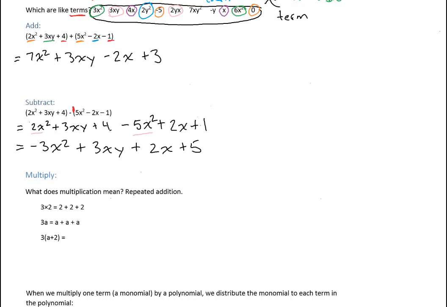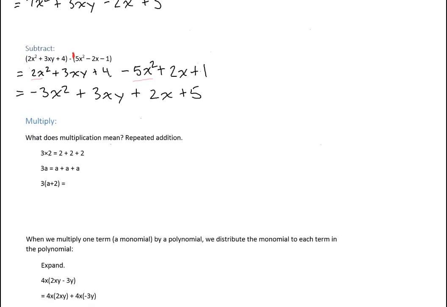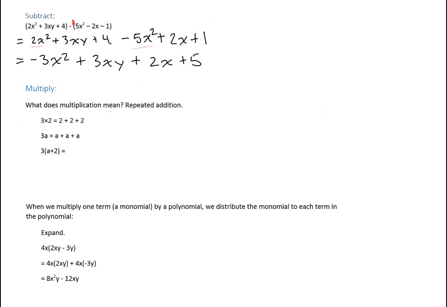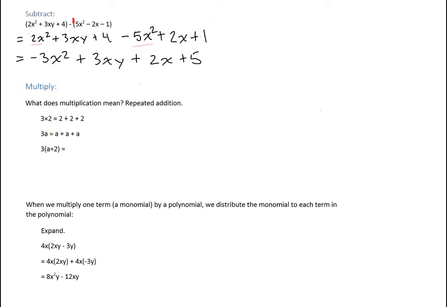Multiply. To multiply polynomials, we really need to understand what multiplication means. So if you had 3 times 2, that's like saying you have 3 groups of 2: 2 plus 2 plus 2. If you have 3a, that's like 3 times a, 3 groups of a: a plus a plus a. If you have 3 groups of a plus 2, then you have a plus 2, a plus 2, and a plus 2.